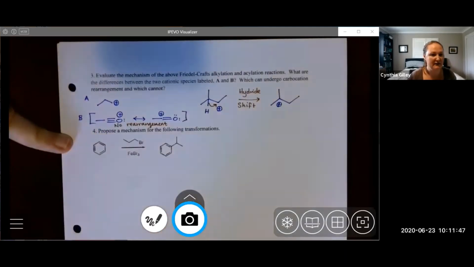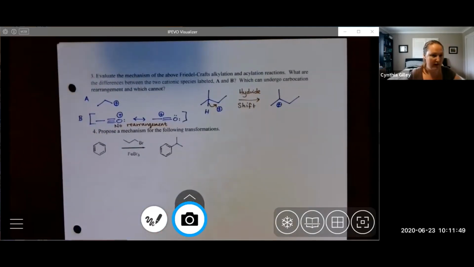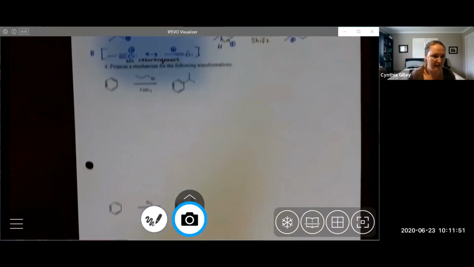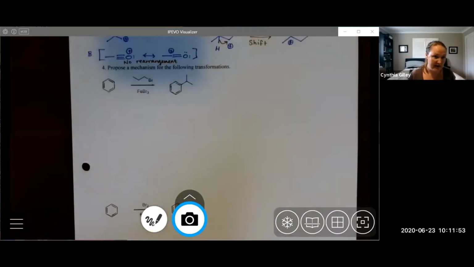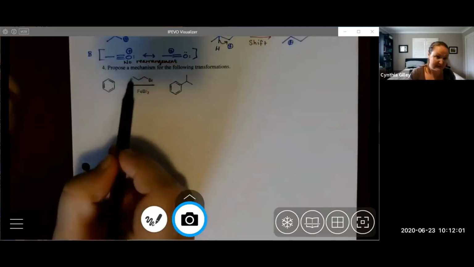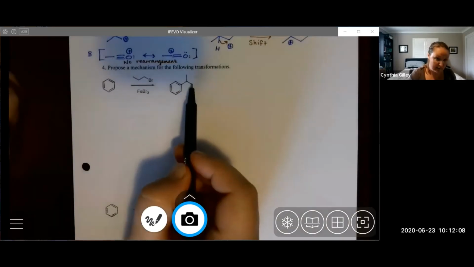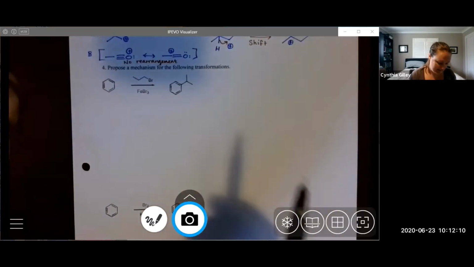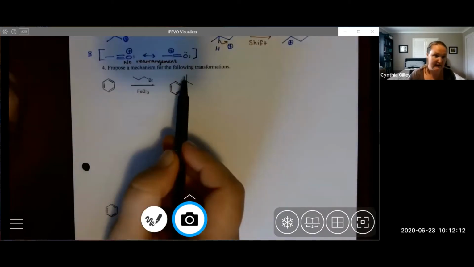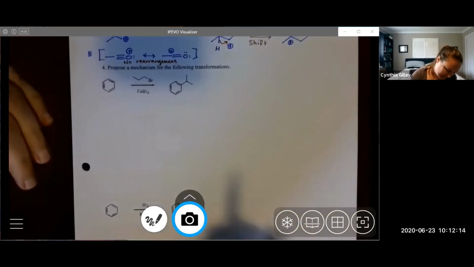That's something that's good to know. Okay, let's keep moving on, and we're going to draw a mechanism for the following electrophilic aromatic substitution. Right, so this is another Friedel-Crafts alkylation reaction, but it looks like a rearrangement has occurred because of the way that it's not a propyl group attached, and so it's an isopropyl. Let's look at how that can occur.